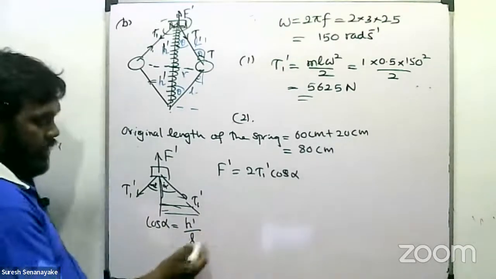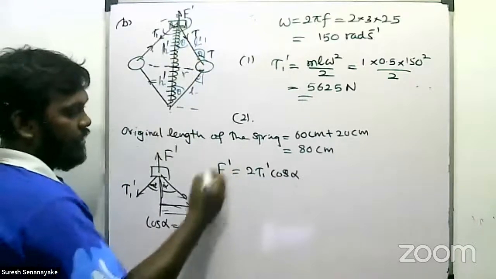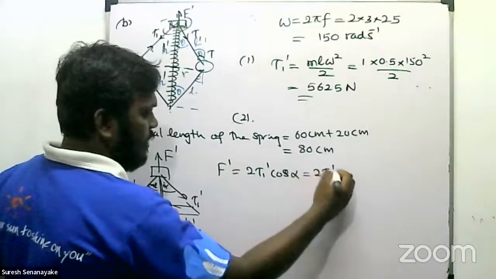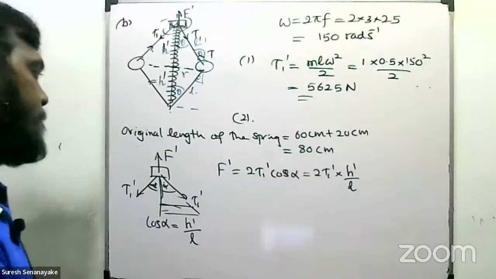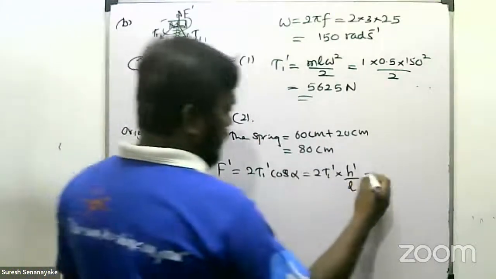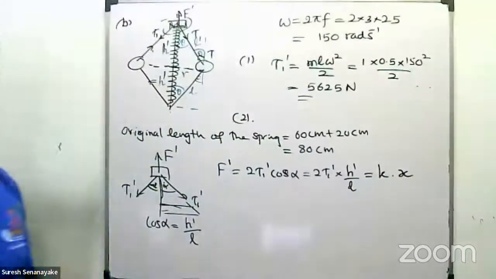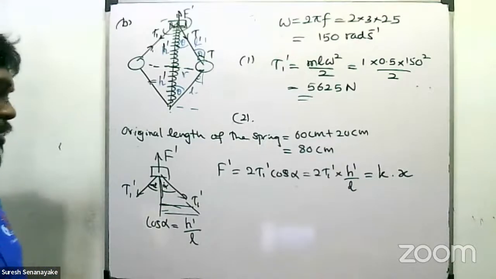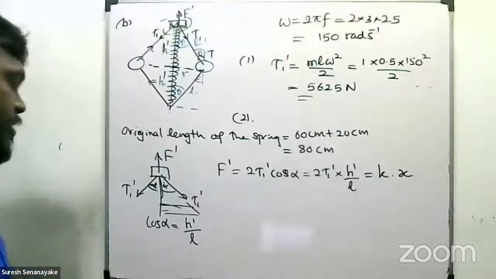cos alpha you can write in this way, where H dash is the new height. F dash you can write then as 2 T1 dash into H dash over L. And this F dash is the spring constant and the new contraction, that is the contraction of the spring. So F equals kx. But you don't know this H dash. How can I find H dash?